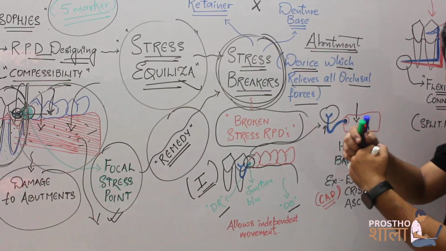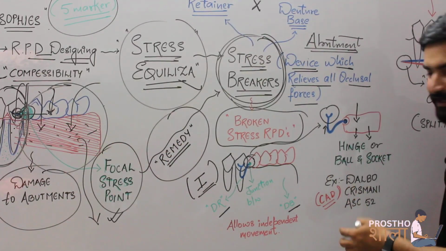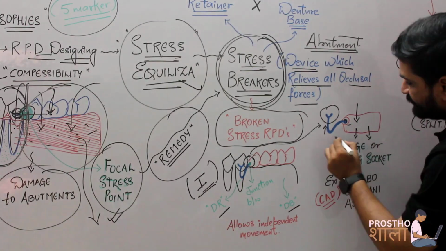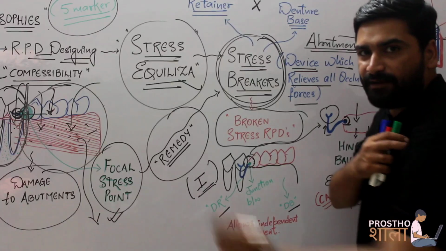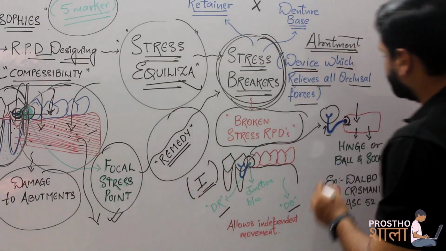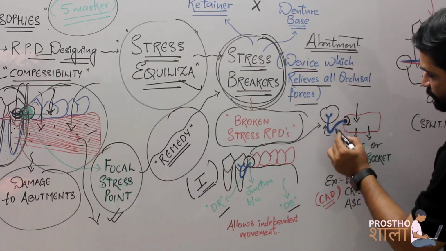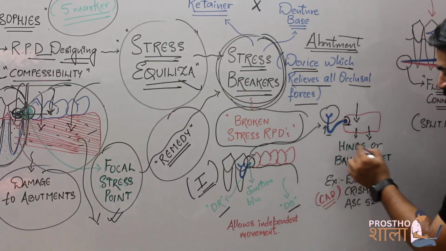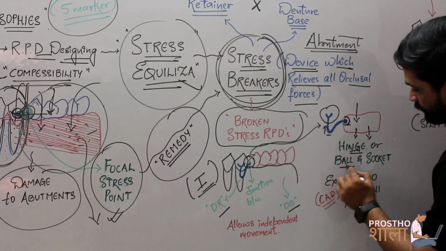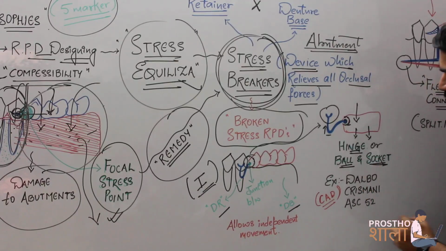Now because it's a hinge joint, you have broken the connection between the denture base and the clasp assembly by giving a joint like our elbow joint, right? So all the stresses are broken, so they both can move at their own pace. It can be a hinge joint or a ball and socket joint.